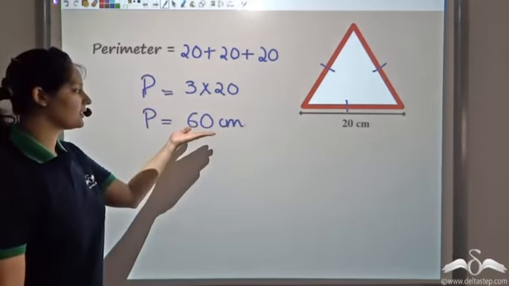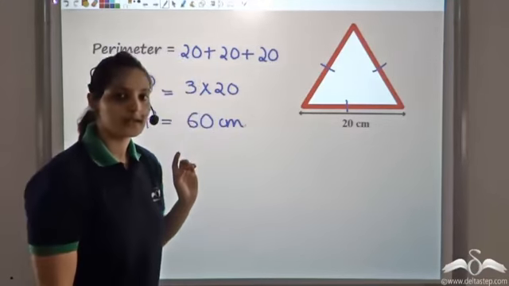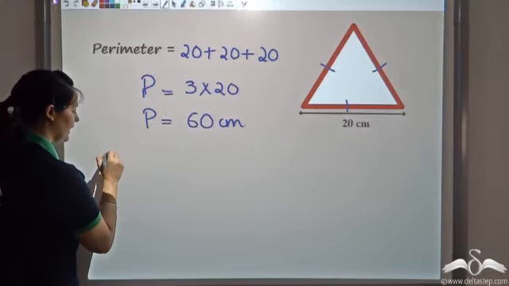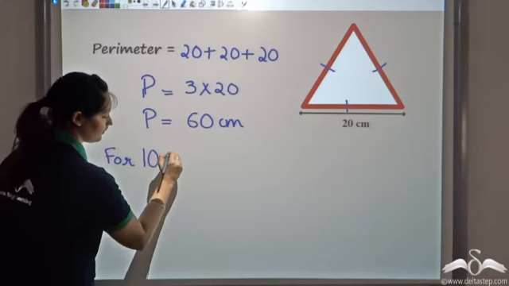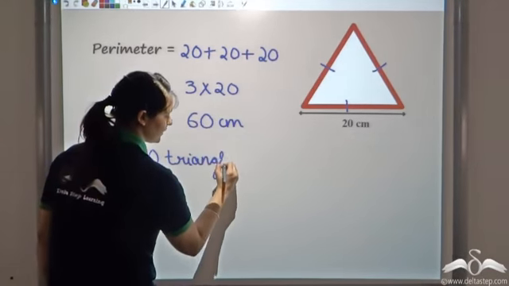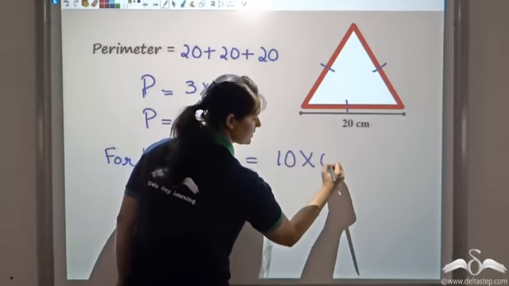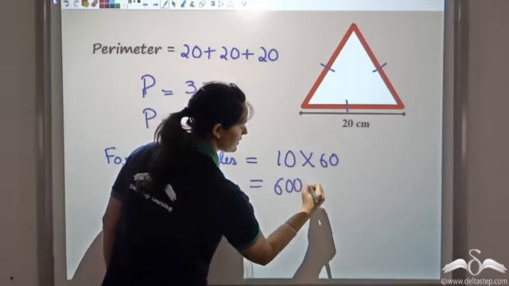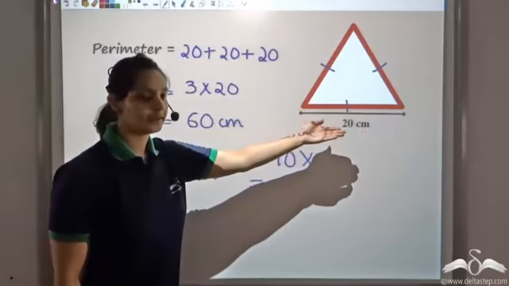So now he finds that 60 centimeters of tape would be required for one triangle. How many triangles does he have to make? 10 of these. So for 10 triangles, he would need 10 into 60, that is 600 centimeters of tape. So this is how we find the perimeter.